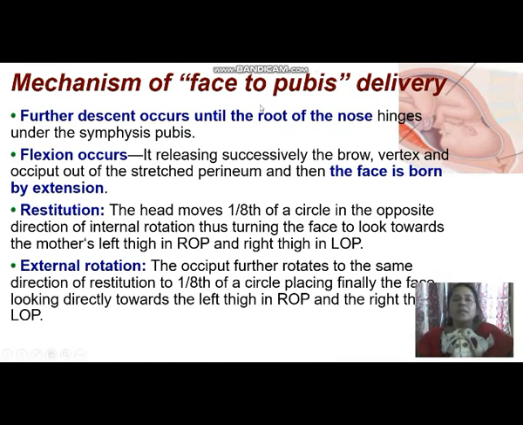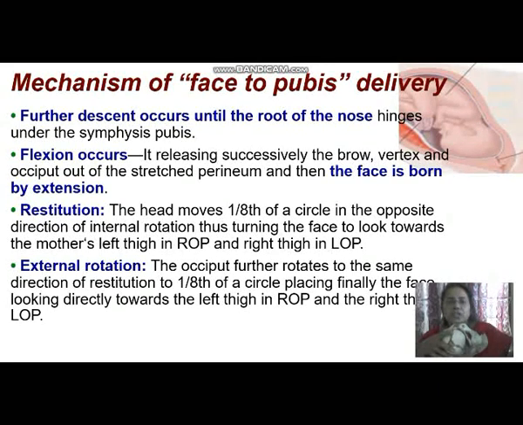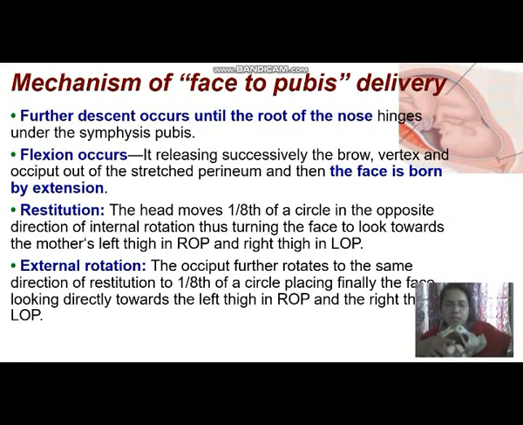Further descent occurs until the root of the nose. You can see this root of the nose hinges under the symphysis pubis. Then flexion occurs. It releases successively the brow, vertex and the sinciput, vertex and the occiput out of the sacrum and perineum, and then face is born by extension. So by the flexion all the portions are delivered, and brow, vertex and occiput will deliver by the movement of flexion, and by the extension face is also born.